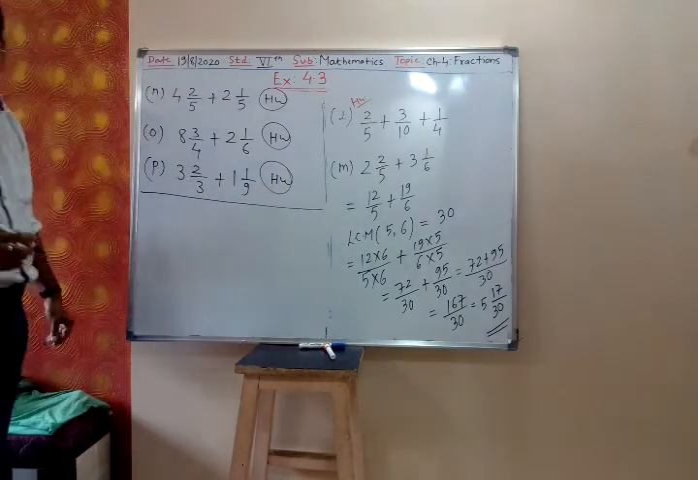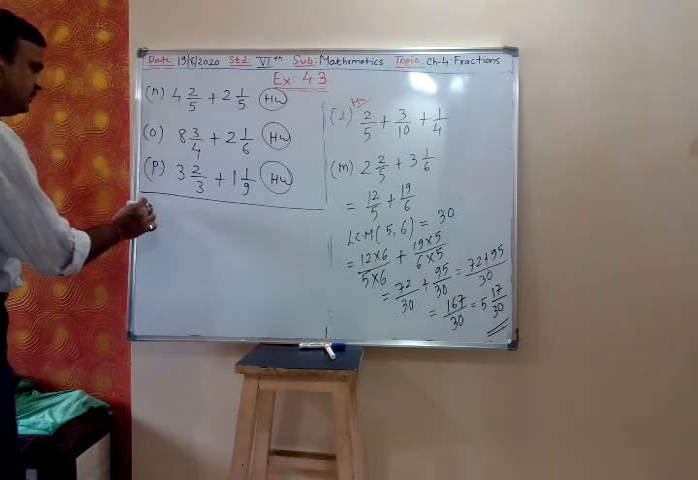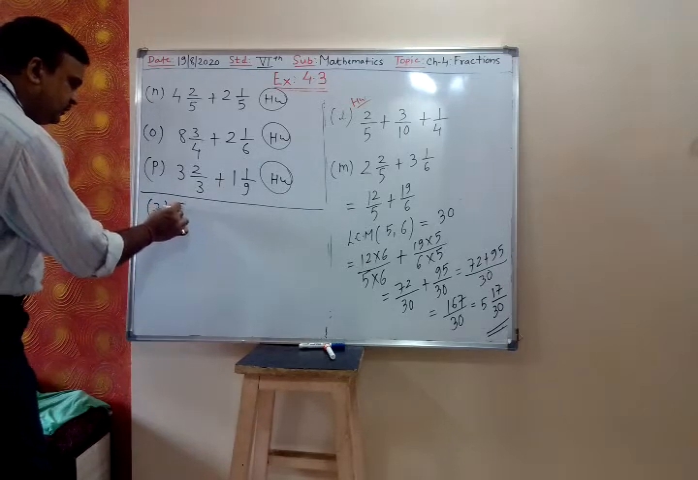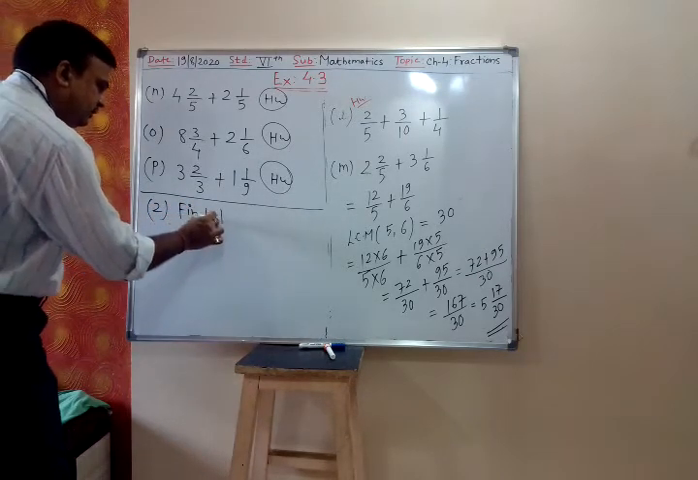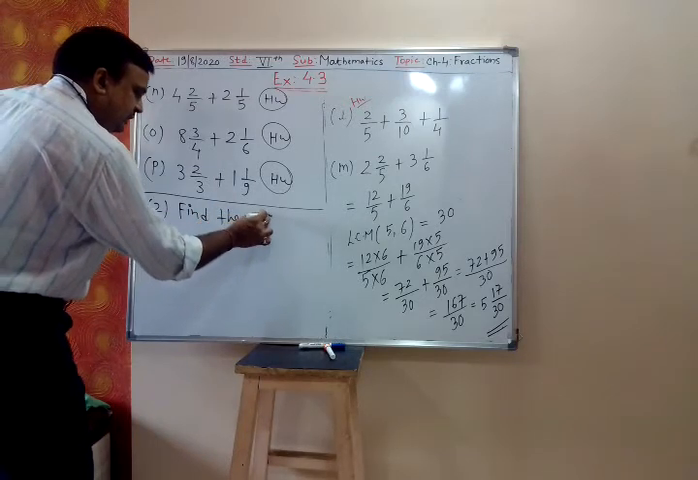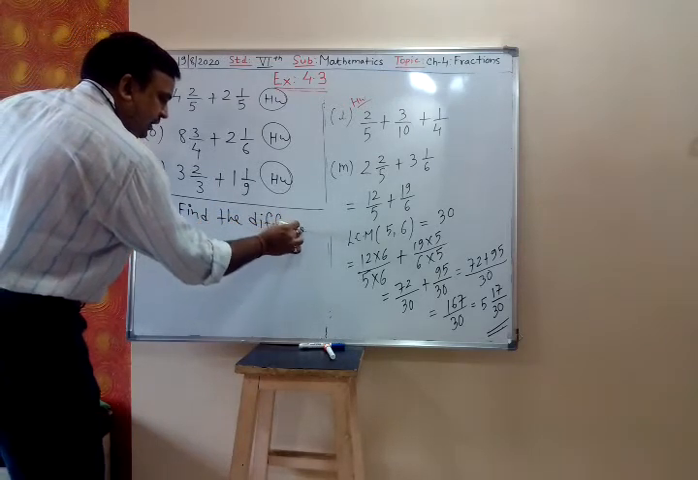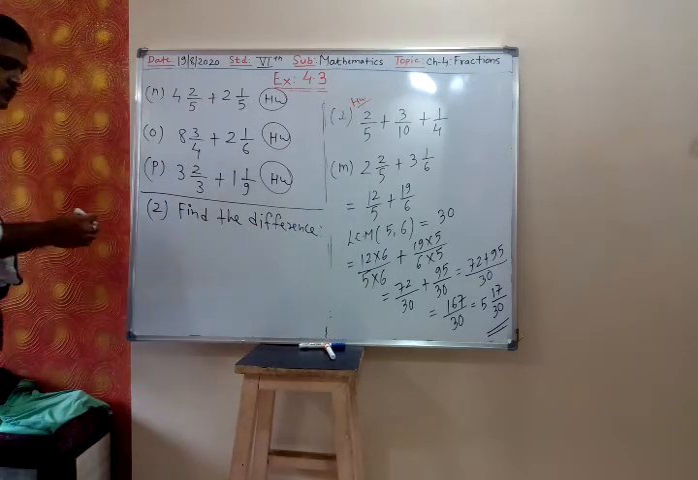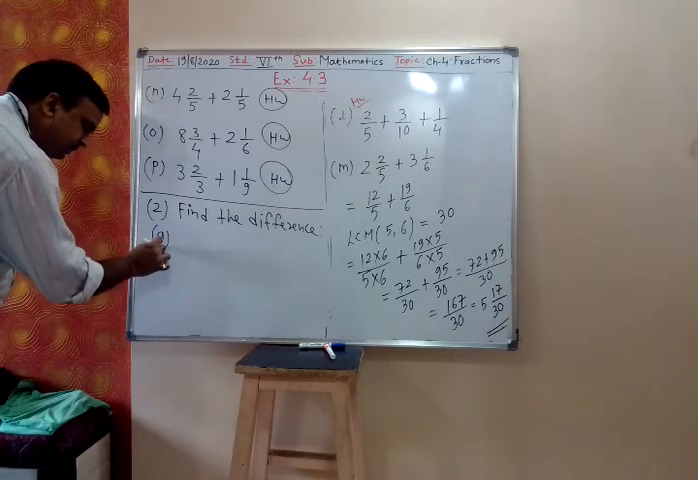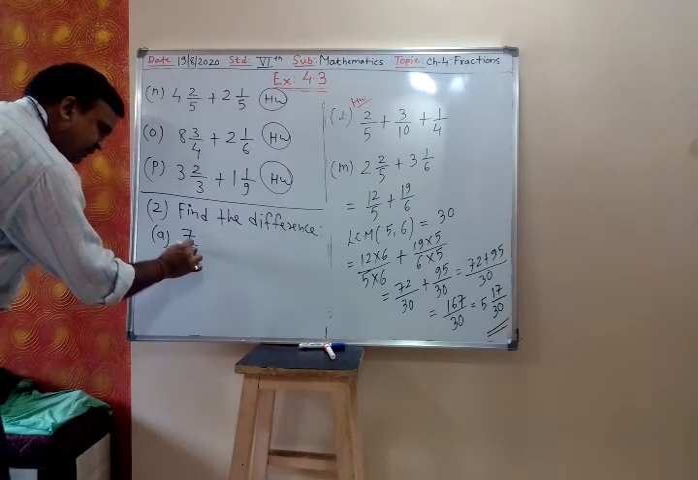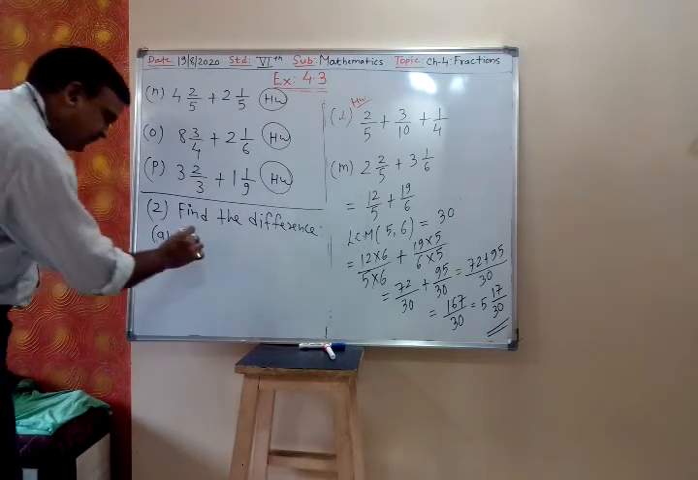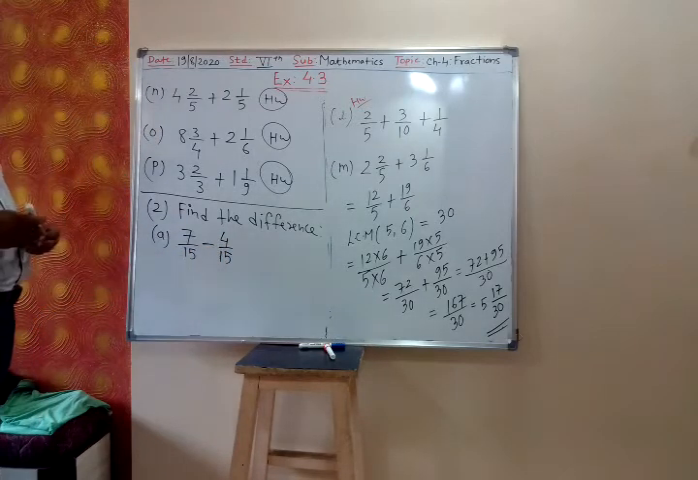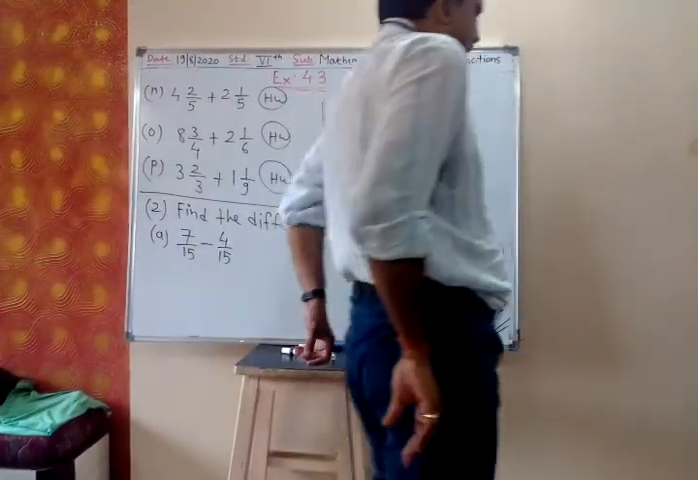Now let us do the second part, subtraction. Find the difference. Difference means minus. 7 by 15 minus 4 by 15. So find the difference.